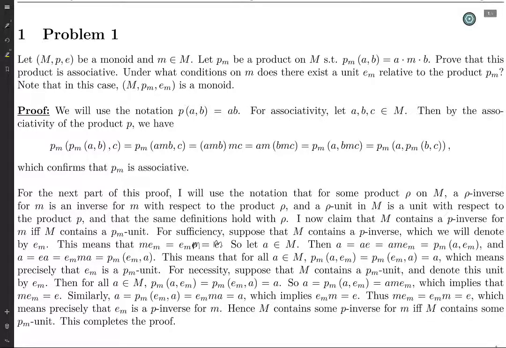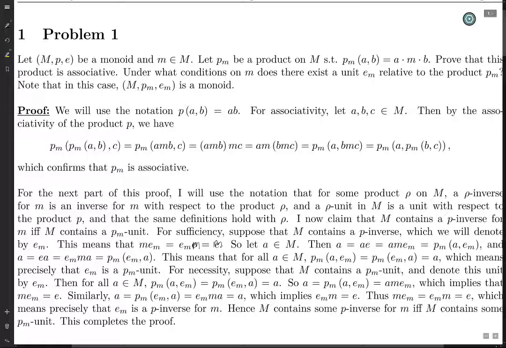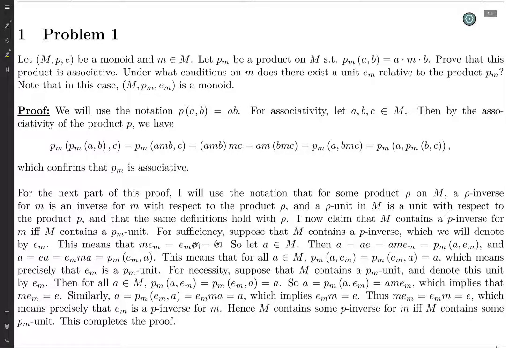So anyways, so let's take some element. So that's what it means. That's what we can conclude from knowing that capital M contains a P inverse. And so now we want to prove that capital M contains a PM unit. So what we want to do is we want to prove that this E sub M is the PM unit.